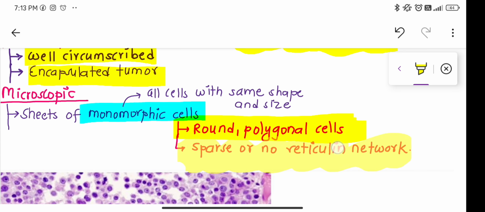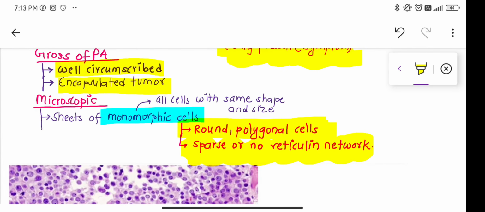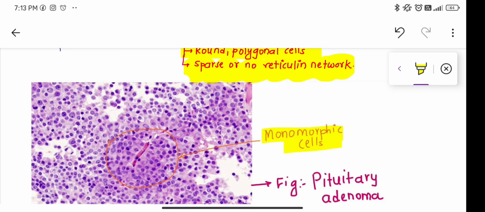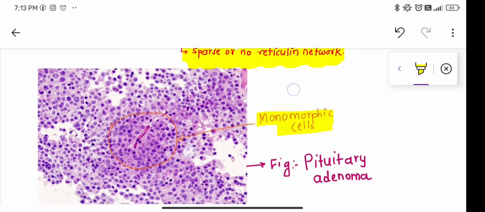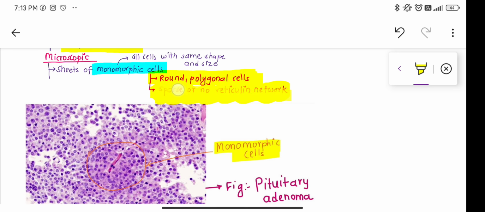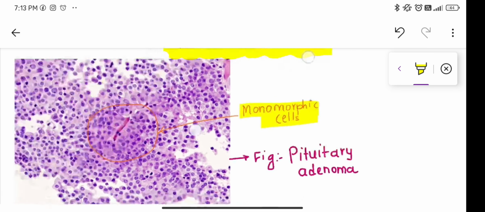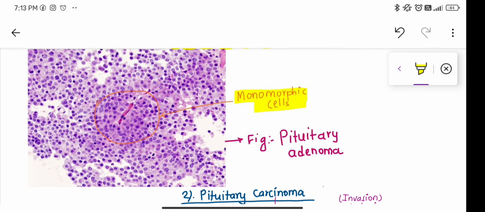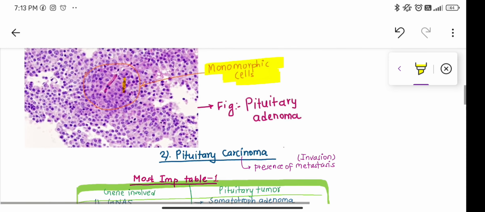In a normal pituitary gland, there is a reticulin network, which appears black on staining. But in a pituitary gland affected by pituitary adenoma, there is sparse or no reticulin network. This is an image-based question that can be asked. You can see the monomorphic cells, which are rounded cells. So this is pituitary adenoma.